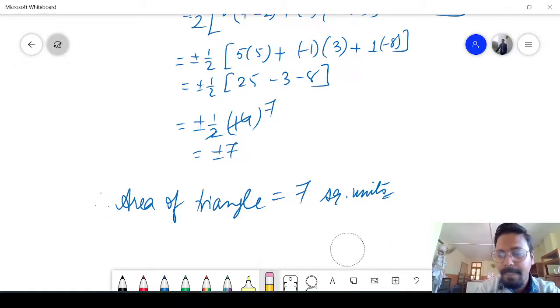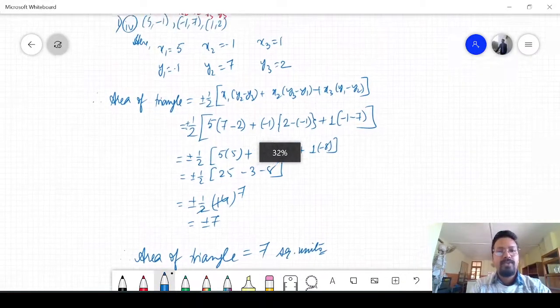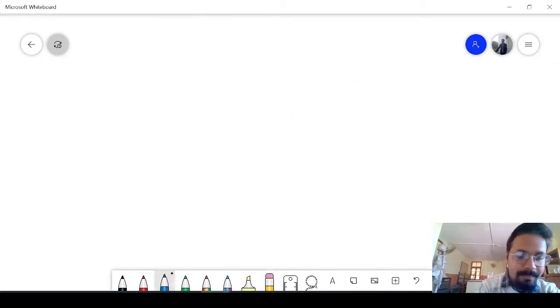Okay, understood? Look at it. 3 points are given. We will find out which one is x1, y1, x2, y2 and x3, y3, and then we will put the values in the formula. As simple as that. Moving on to question number 5. So number 1, Roman 5.